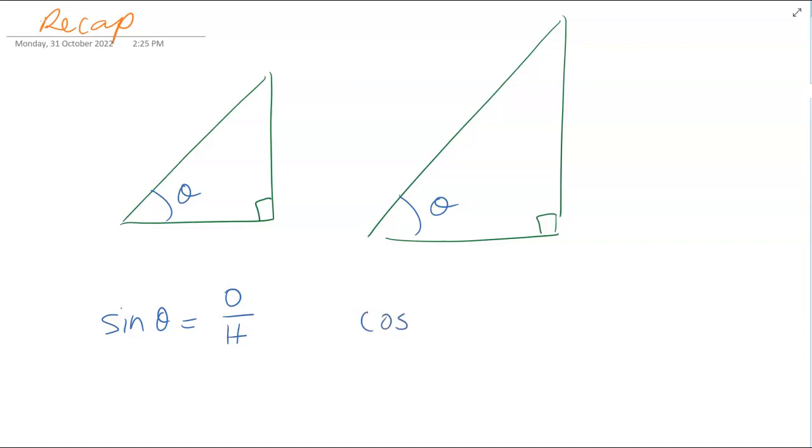Tell me, next one, cos is adjacent over hypotenuse, and the last one, tan. Opposite over adjacent.